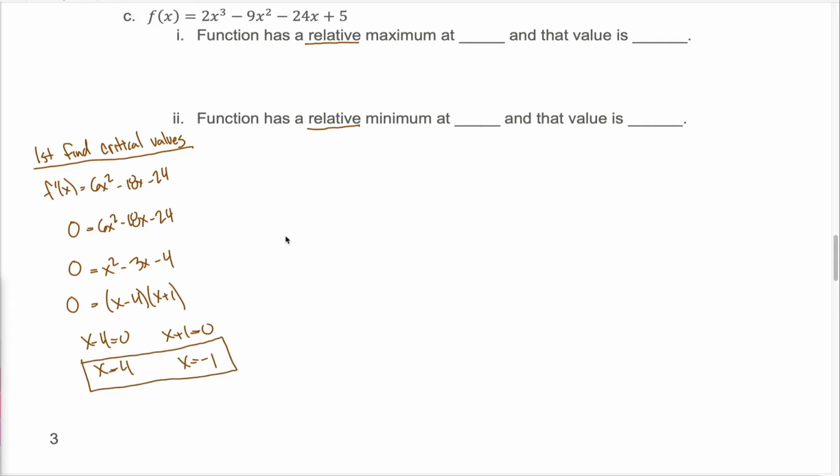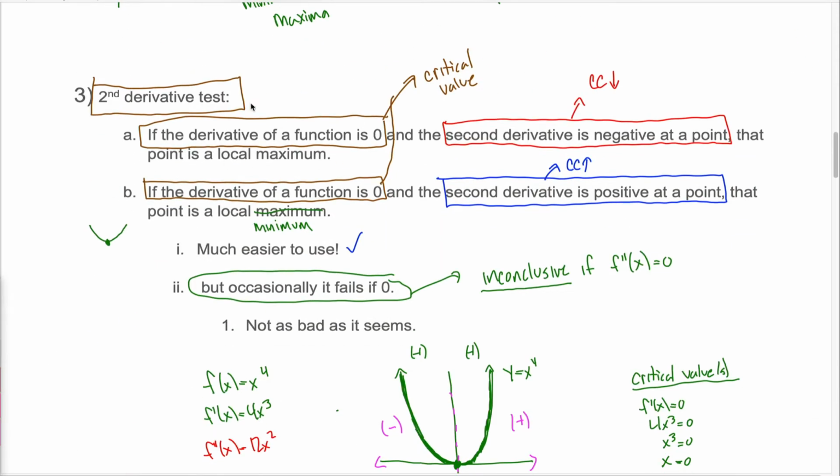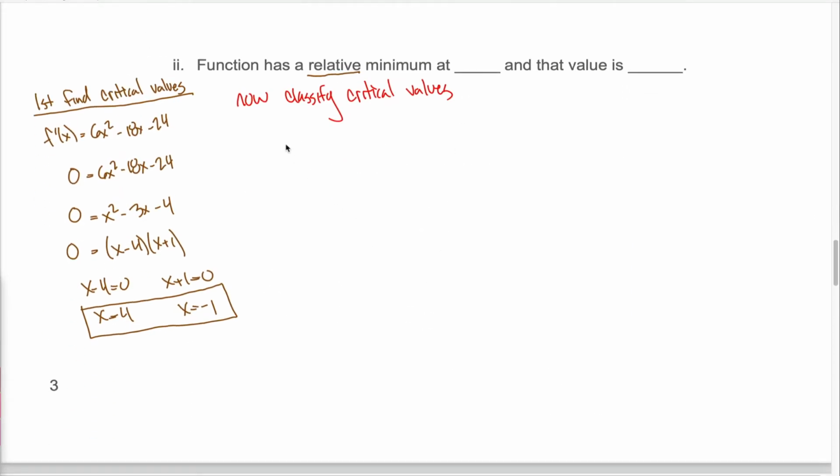The first step to finding my local or relative maximum and local or relative minimum is to find my critical values. My second step is to classify those critical values. I have two different ways to classify critical values. I can either use the first derivative test or the second derivative test. I'm going to try to use the second derivative test, knowing that if it fails me, I have the first derivative test to fall back on. To use the second derivative test, well, you need to know what the second derivative is. Fortunately, the second derivative is really easy to figure out because the first derivative is just a polynomial. So I take the derivative of this derivative and get 12x minus 18.